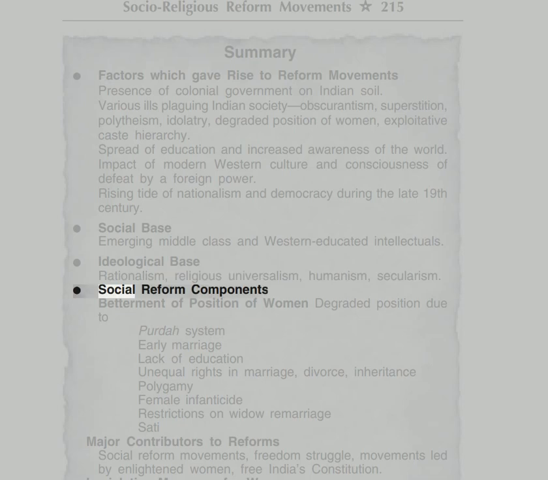Social reform components: betterment of position of women, degraded position due to Parda system, early marriage, lack of education, unequal rights in marriage, divorce, inheritance, polygamy, female infanticide, restrictions on widow remarriage, Sati. Major contributors to reforms: social reform movements, freedom struggle, movements led by enlightened women, Free India's constitution.